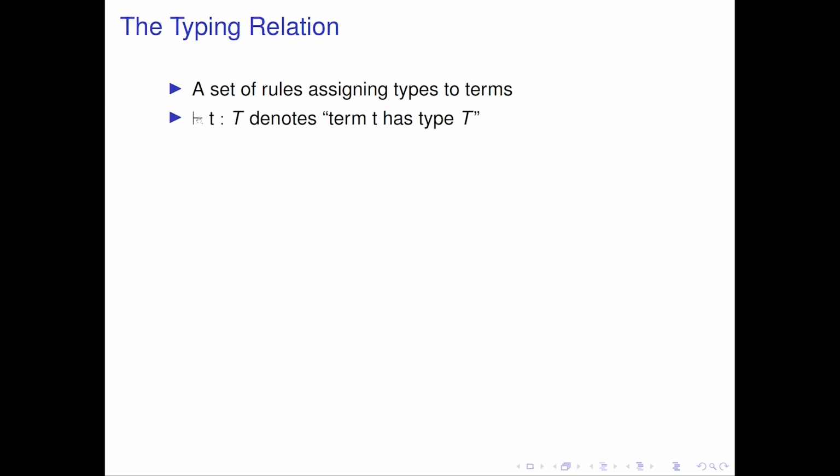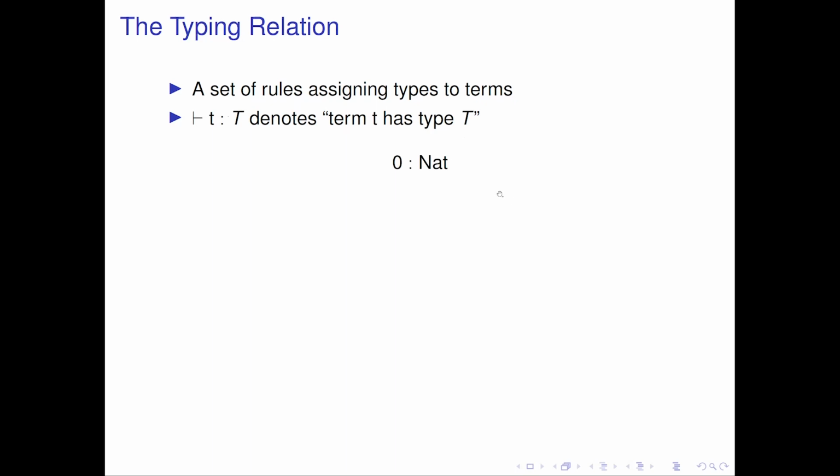So here we have this symbol called turnstile. Once again, this is very similar to saying there is some environment and then you are making some inference. So when I have this turnstile followed by t colon capital T, it denotes that term t has type T, irrespective of anything. Sometimes we'll put some constraints before the turnstile.